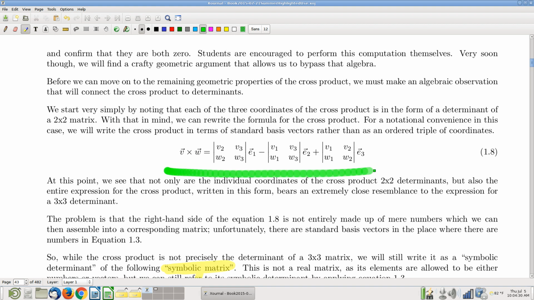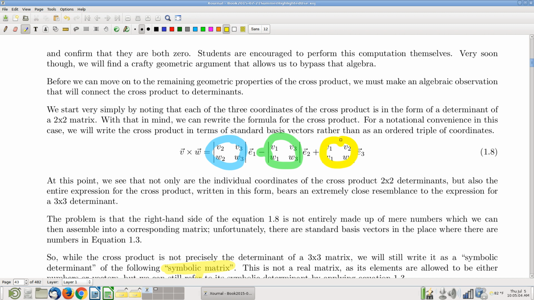Here's an alternative way to write that formula. Now let's take a peek. So what's going on here? Well, you'll notice that this formula is basically telling you what the coordinates are. The coefficient of E1 is the first coordinate. The coefficient of E2, don't forget that minus sign that I've stuck in there, seemingly weirdly. I'll explain why in a moment. That's the second coordinate. And the coefficient of E3 is the third coordinate.